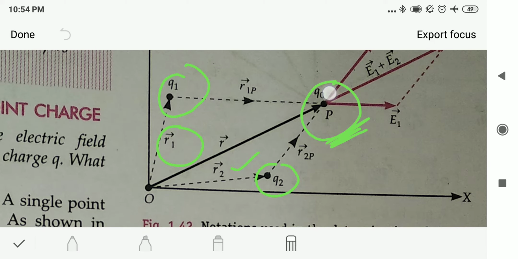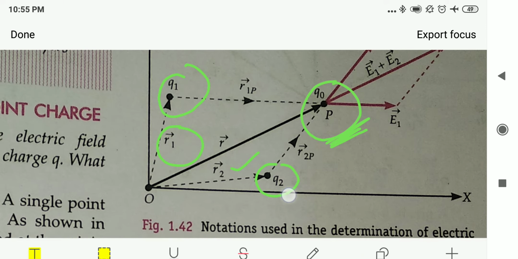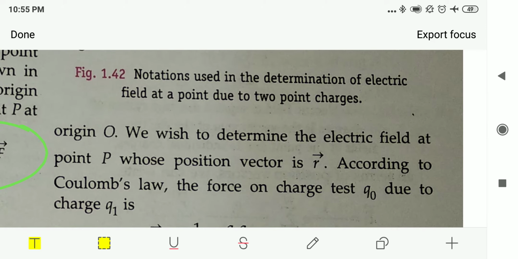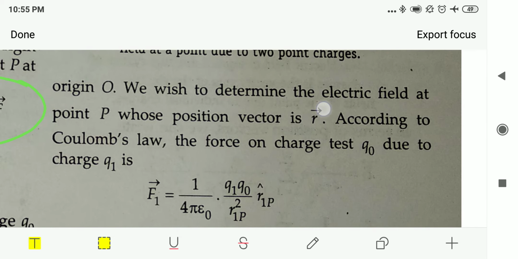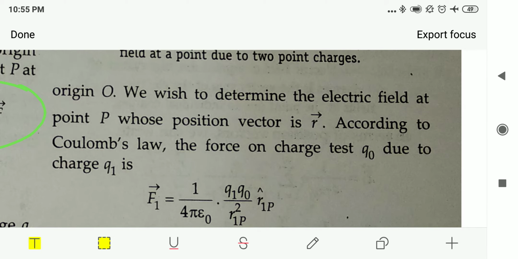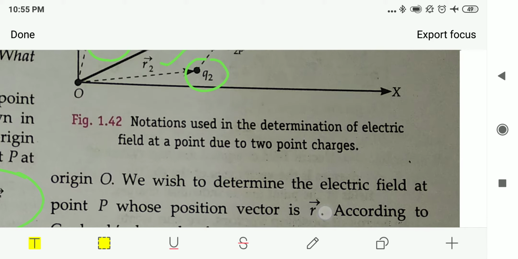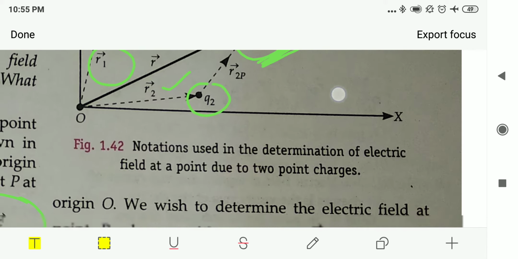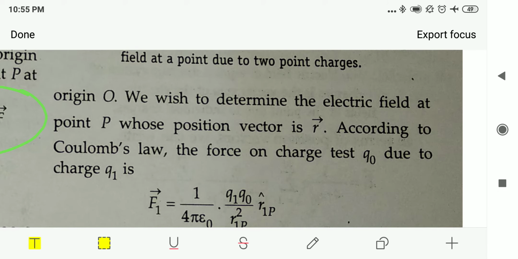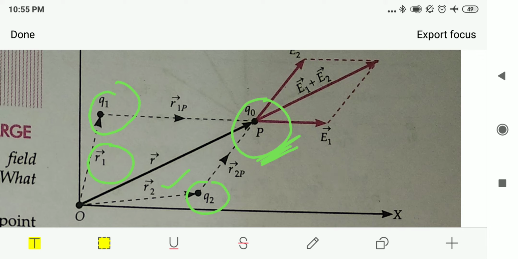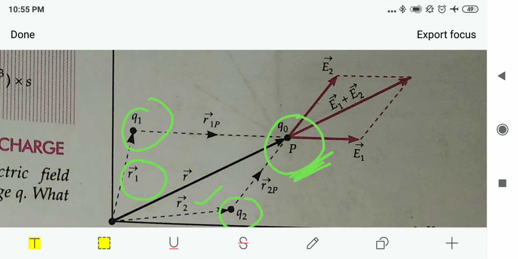So we wish to determine the electric field at point P, whose position vector is R. According to Coulomb's law, here also we will apply Coulomb's law, the force on this test charge which is placed at point P due to charge q1.